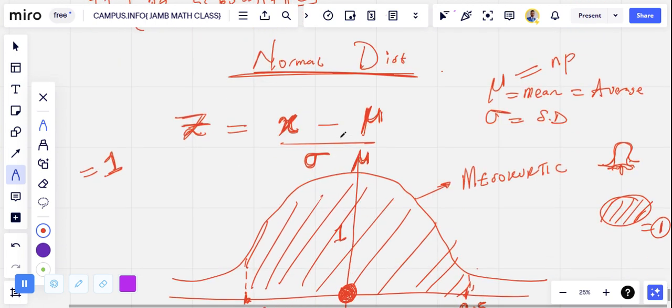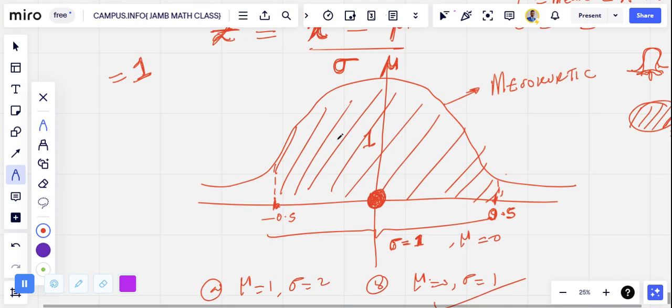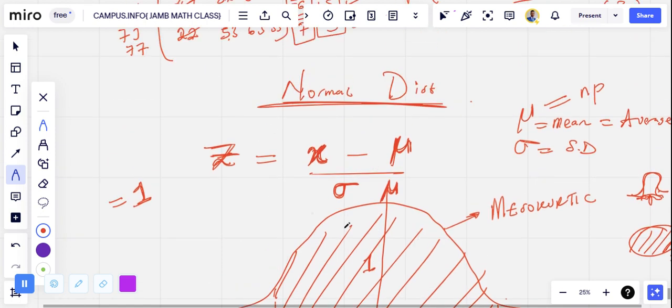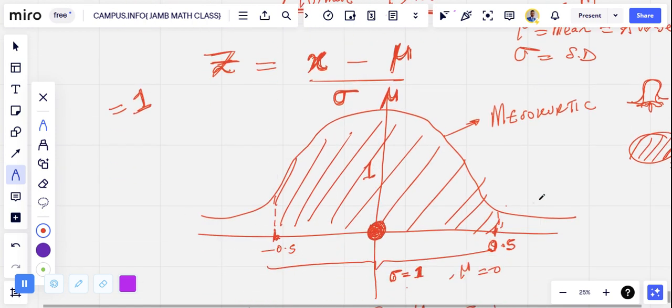Please take note. Sigma is always equal to 1 and average is always equal to 0. Take note. And the properties of a normal distribution is that it has a bell shape. Okay, it has a bell shape, which is called mesokurtic.